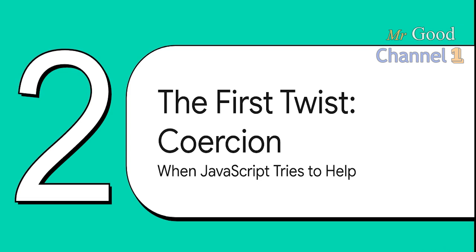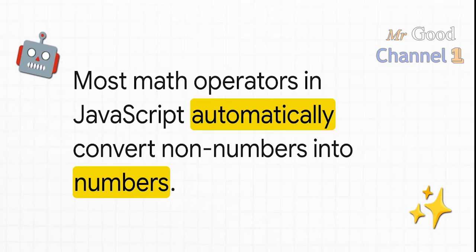All right, now that we've got the lingo down, let's dive into our first big twist, coercion. This is where JavaScript really starts to show its personality. It's basically JavaScript trying to be helpful by automatically changing data types for you in the background. And here's the key thing. Most of the time, this is absolutely fantastic.